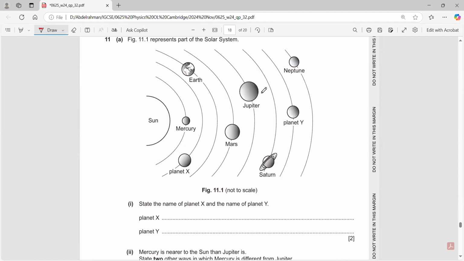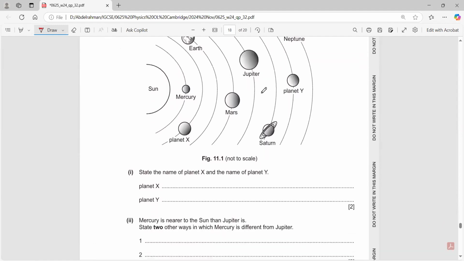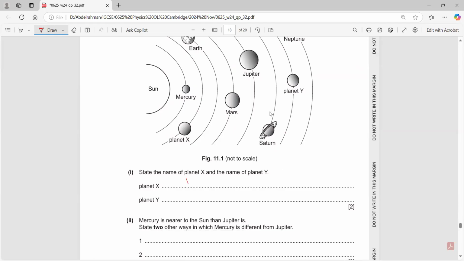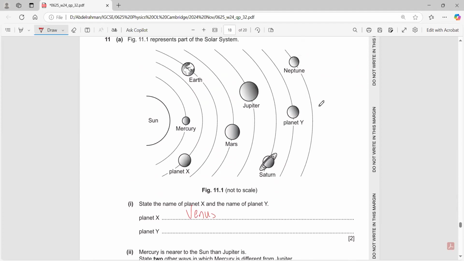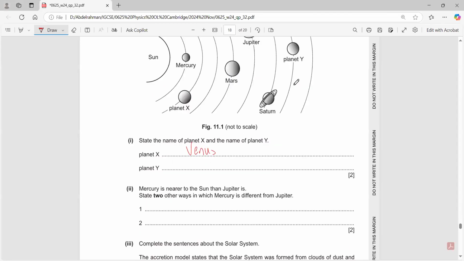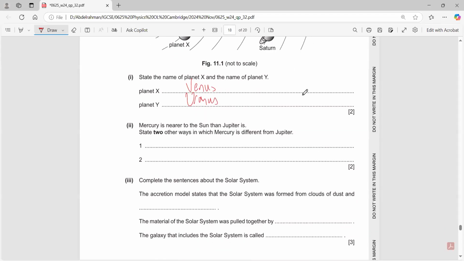Space physics. We have a solar system, our very own solar system. What is planet X? Mercury, then something, then Earth. Mercury, Venus. And then you have Earth, Mars, Jupiter, Saturn. What is planet Y? Yes, it is Uranus. Excellent. Mercury is nearer to the Sun than Jupiter. State 2 other ways in which Mercury is different from Jupiter.